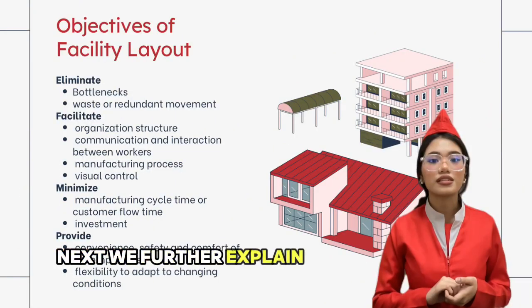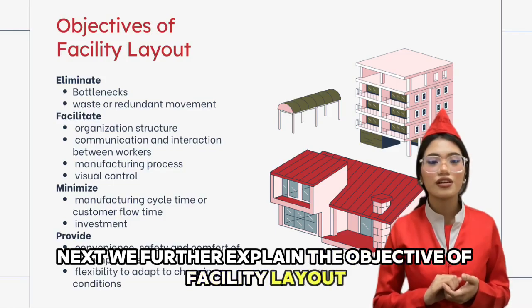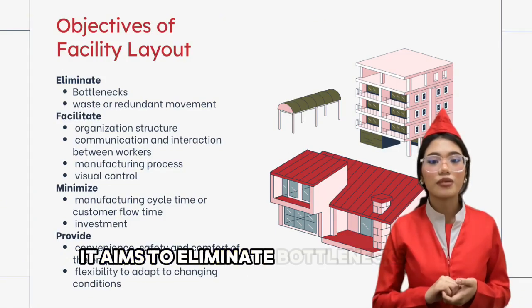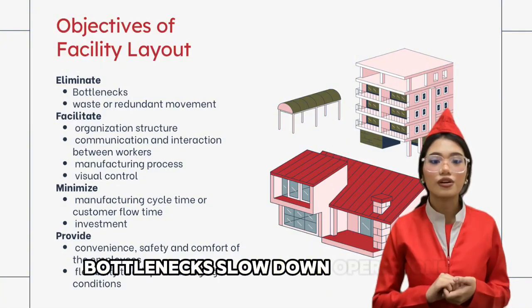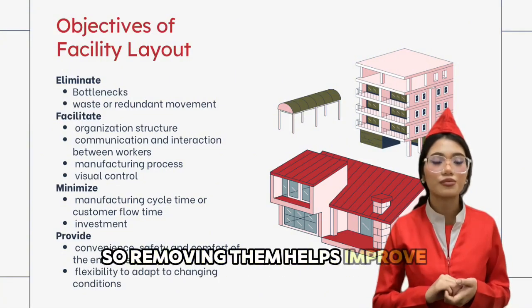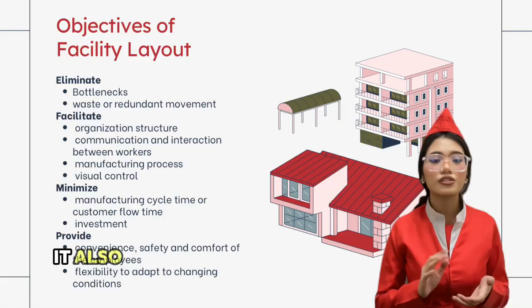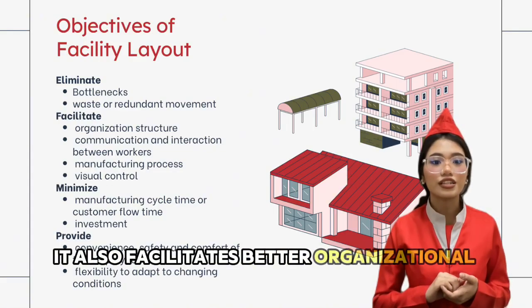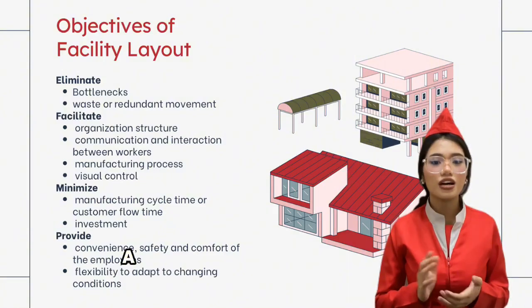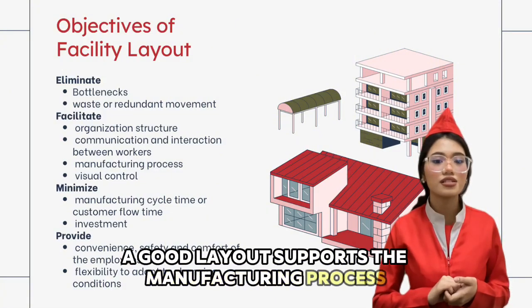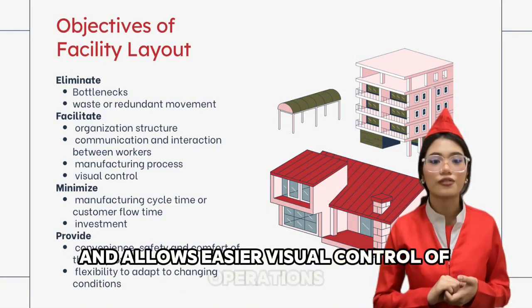Next, we further explain the objectives of facility layout. First, it aims to eliminate bottlenecks and waste or unnecessary movement. Bottlenecks slow down operations, so removing them helps improve productivity. It also facilitates better organizational structure, communication, and interaction between workers. A good layout supports the manufacturing process and allows easier visual control of operations.